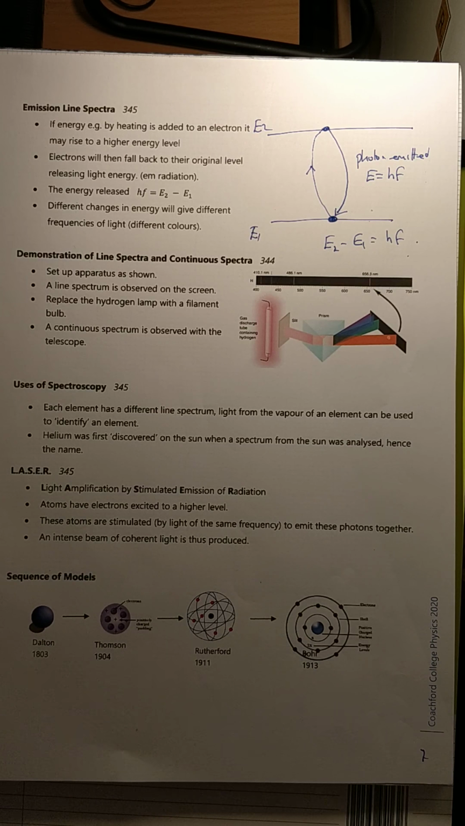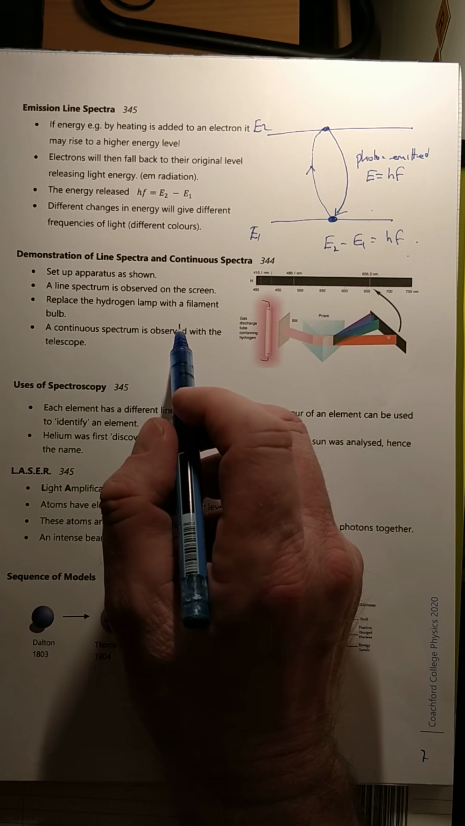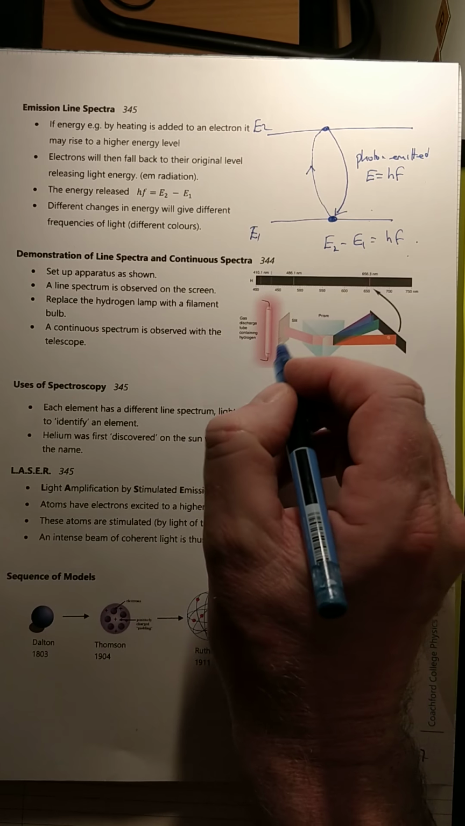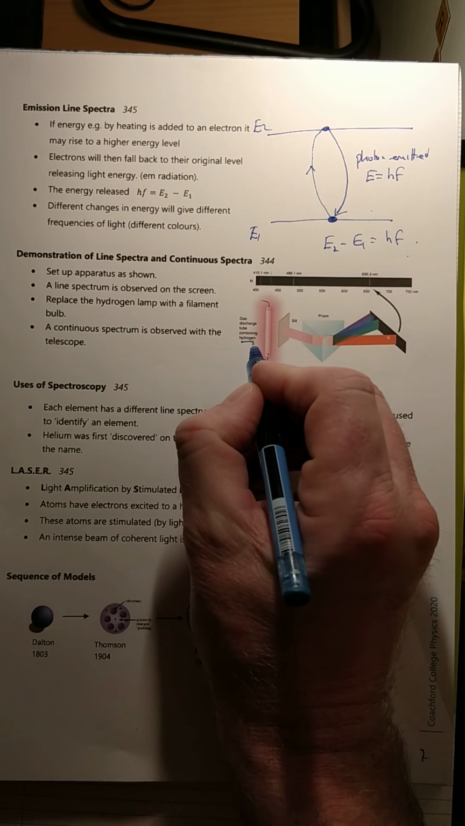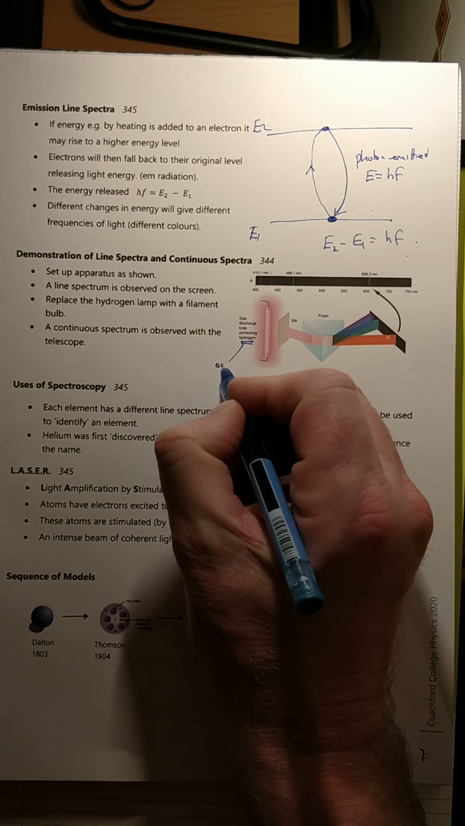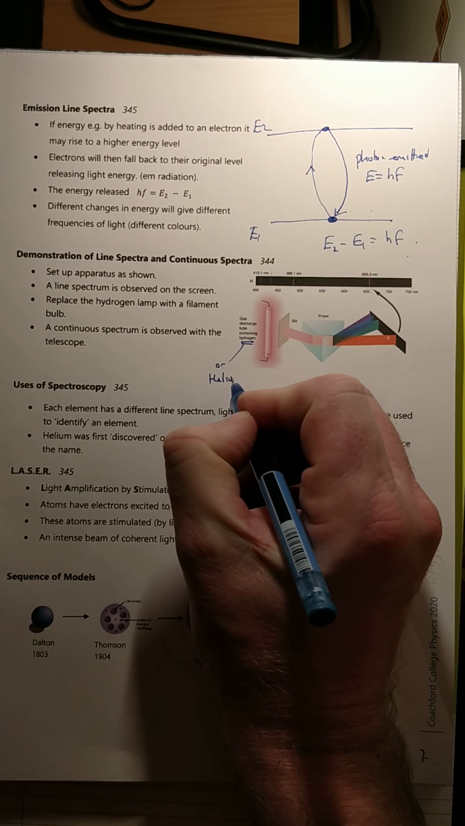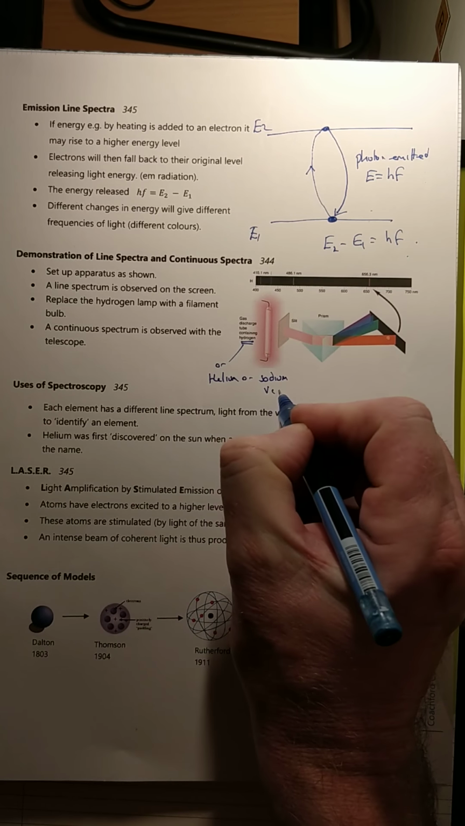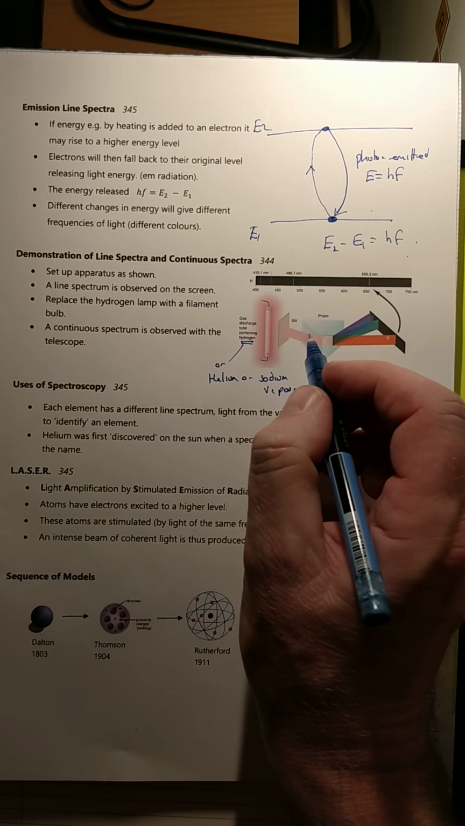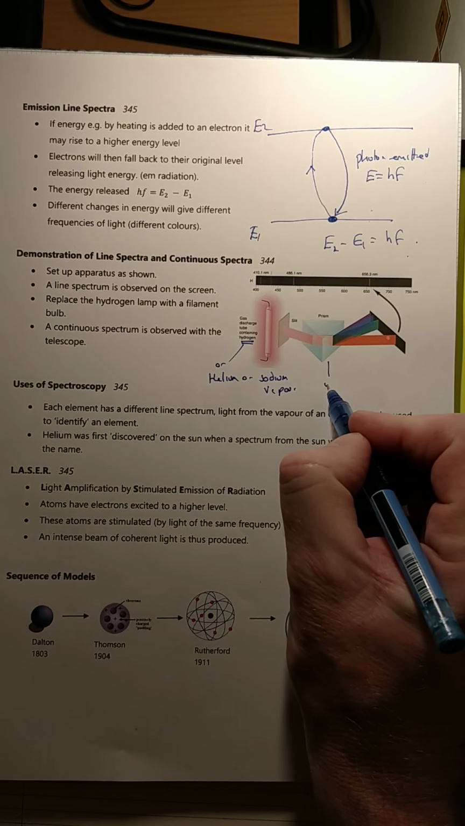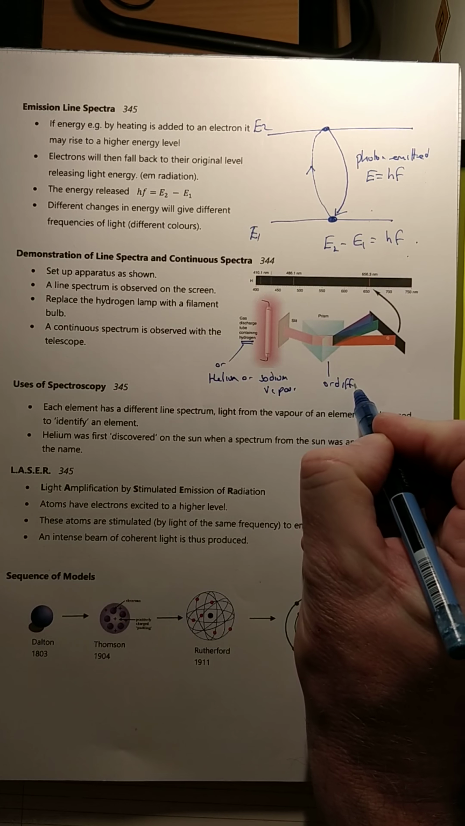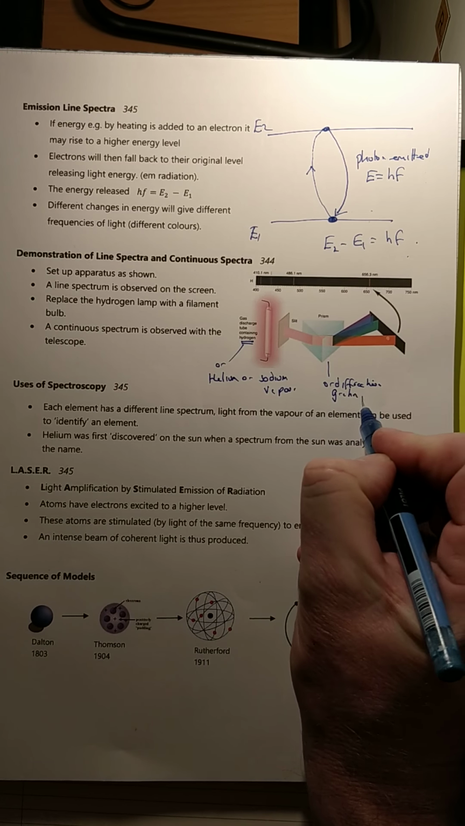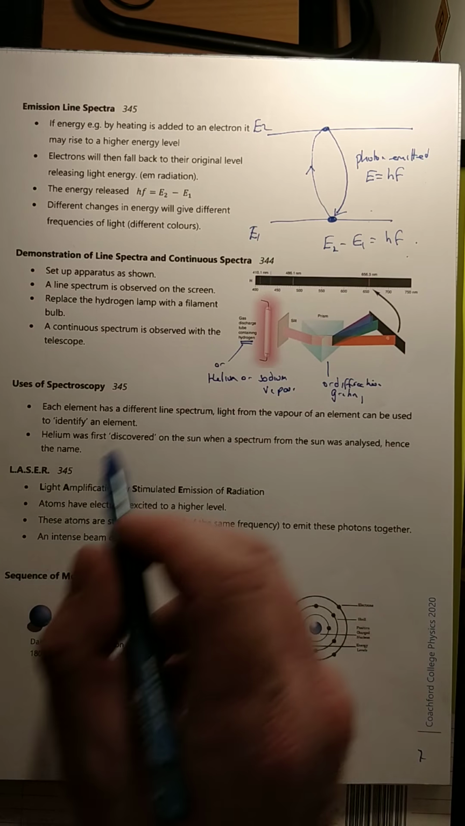and continuous spectra. So set up the apparatus as shown. Okay, right. So we have a gas discharge tube. In this case it's containing hydrogen, or helium, or sodium vapor. Now we send that through a prism or a diffraction grating, which does the same job. And on a screen, we get a spectrum.